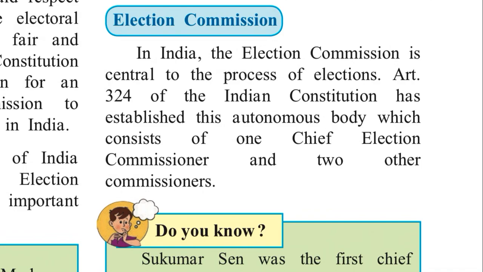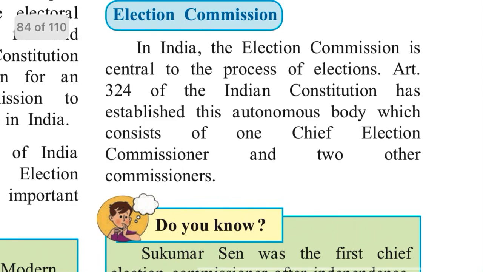In India, the Election Commission is central to the process of elections. Article 324 of the Indian Constitution has established this autonomous body. What do you mean by autonomous body? It means independent body. There is a different budget for this. They have different powers. They can hire police in order to make this process smooth. So they are autonomous. They are independent. Government doesn't control them. It consists of one chief election commissioner and two other commissioners.